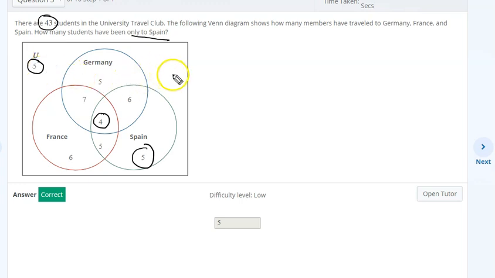So again, I'm moving perhaps a little quickly, but you need to really pause when you get these and answer what they're asking. And again, understanding how Venn diagrams work.